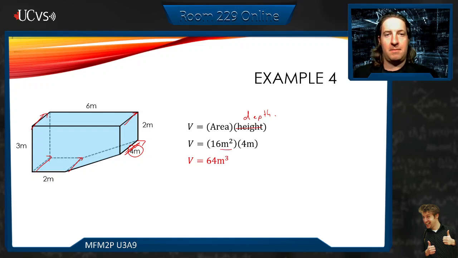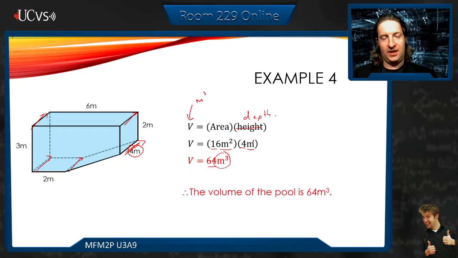Notice here I had meters squared and meters. So this is meters to the 1. So I have 2 meters here. I have another meter here. So I get meters cubed. I have 3 of them all together. 16 times 4 is 64. Meters squared times meters is meters cubed. The volume is always going to be in either meters cubed or centimeters cubed or something cubed, feet cubed. Area is always squared. And last thing we always have to do, the volume of the pool is 64 meters cubed. All right?